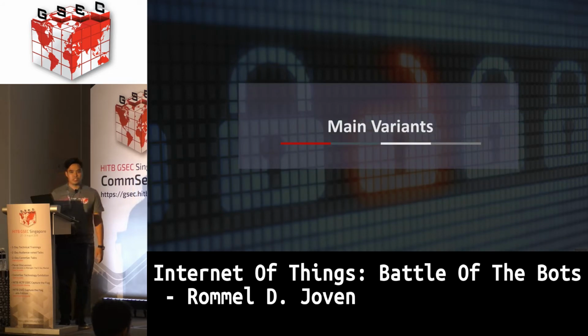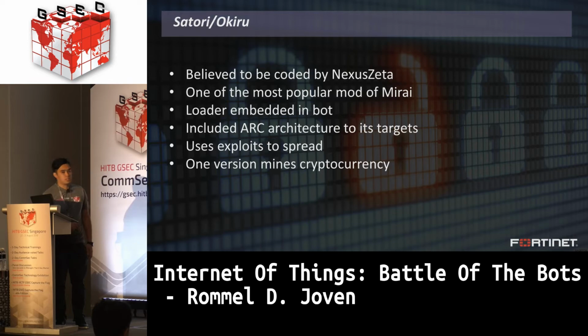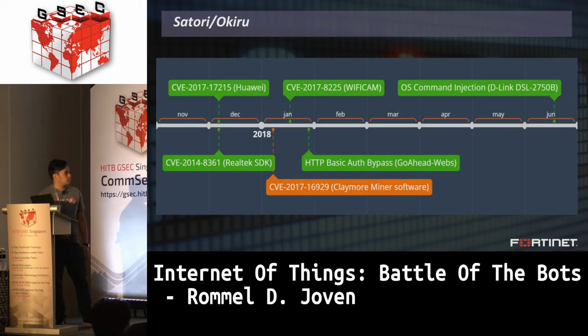Then now we'll proceed to the main variants of Mirai. So Satori or Okiru. It was believed to be coded by Nexus Zeta. This name was always in the configuration table. And this is one of the most popular modifications of Mirai. The loader was embedded in its bot. Then it included the architecture to its target, as we mentioned a while ago. Then it uses exploits to spread. And one version of it mines cryptocurrency. So let's take a look at its timeline.